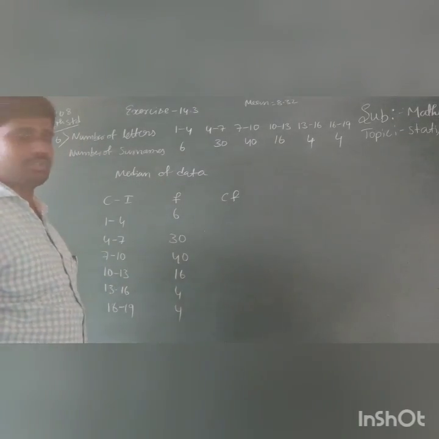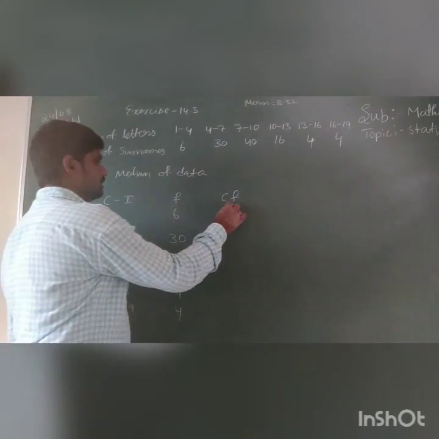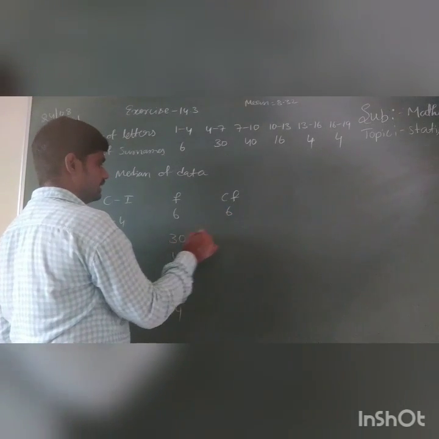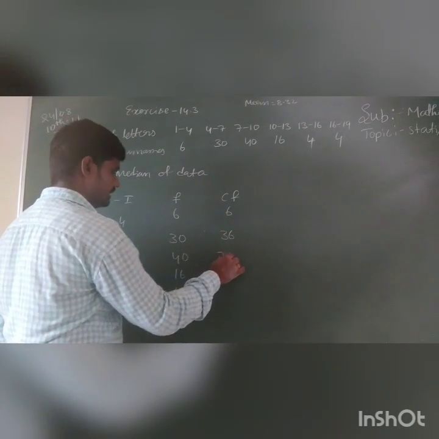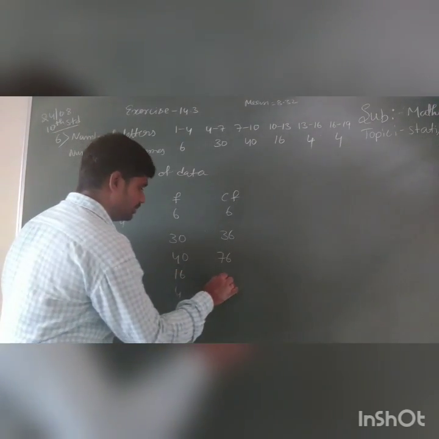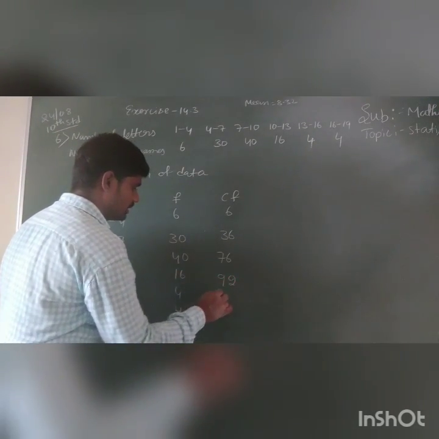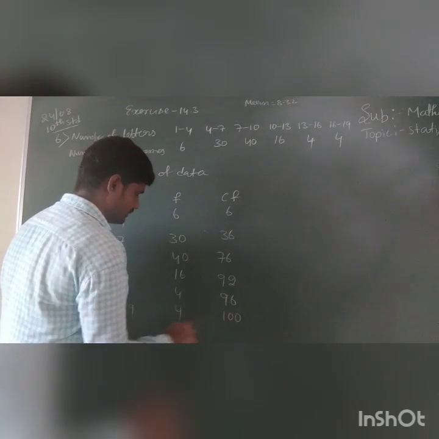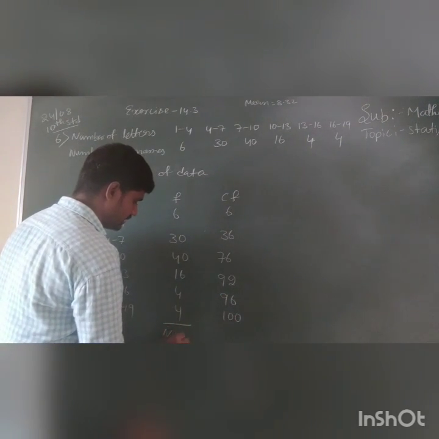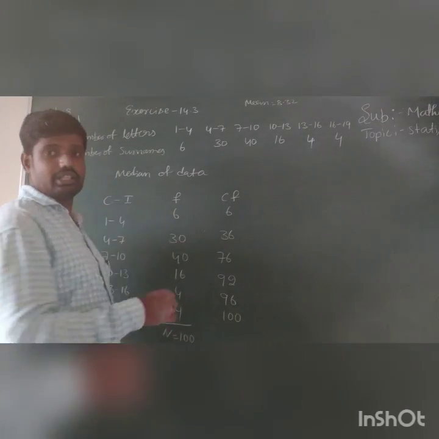Now find the cumulative frequency. First frequency write as it is, 6. 6 plus 30 is 36, 36 plus 40 is 76, 76 plus 16 is 92, 92 plus 4 is 96, 96 plus 4 is 100. Value of n is also 100. Any doubt regarding this one?